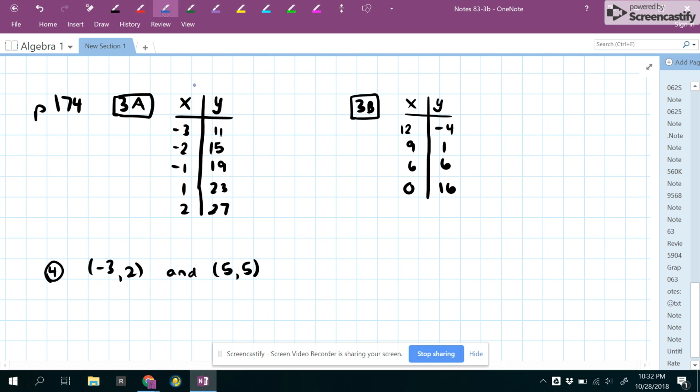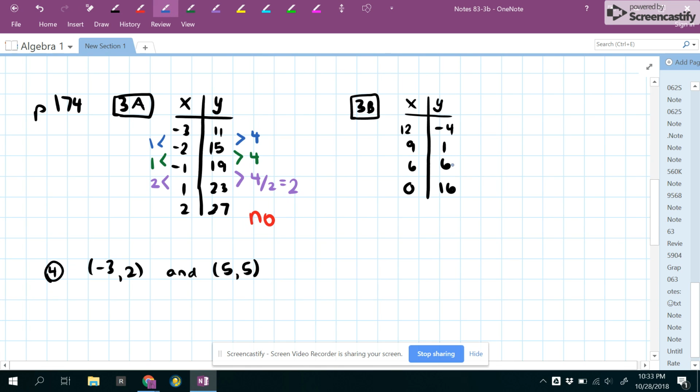So in this first example, we have 4 over 1. And then we have 4 over 1. Looks good so far. 4 over 2. That is not the same as 4 over 1. So 3A is not linear. The answer there is no. So let's look at 3B.